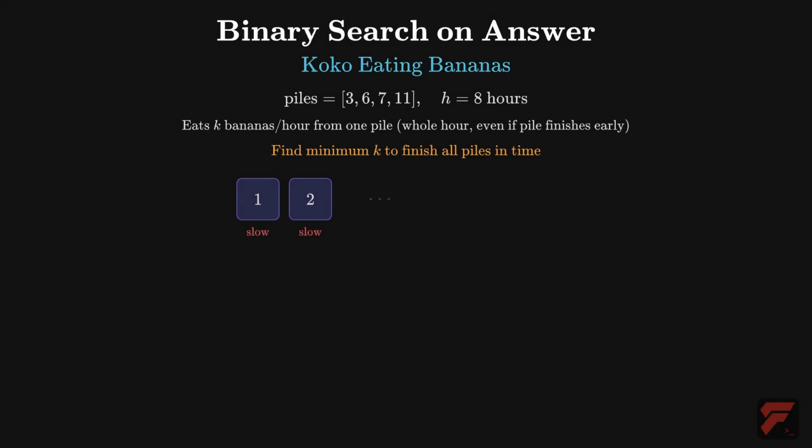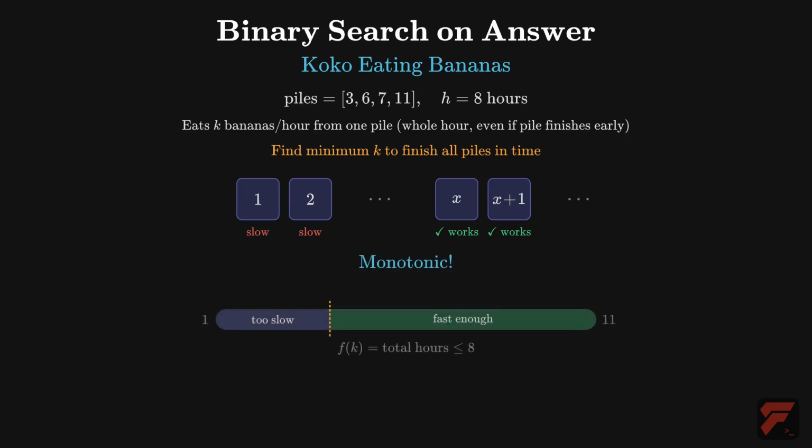But if some speed k does work, then k plus 1 is faster. It can only take less time, so it also works. That's monotonic. There's the boundary. Below it, too slow. At or above, fast enough. We can binary search for it.